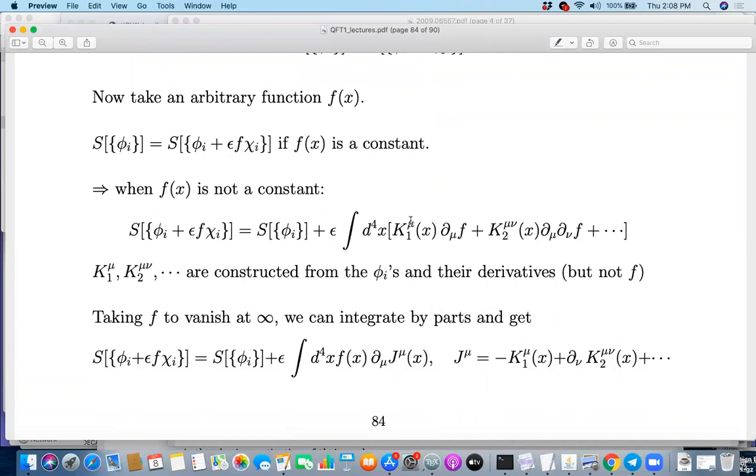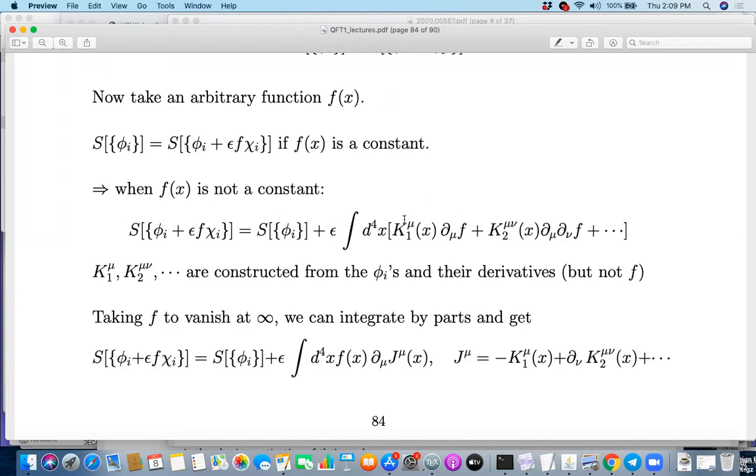Okay, so now this relation is valid for arbitrary function f. Okay? This was valid for constant f, but this relation is valid for arbitrary function f of x. And as a special case of this, of course, you can recover this. If you take f to be constant, all of these terms are 0 and you get S of phi I plus epsilon f chi I is equal to S of phi. Now we'll choose a special class of f that vanishes at infinity. Okay, both as time goes to plus minus infinity as well as space goes to plus minus infinity.